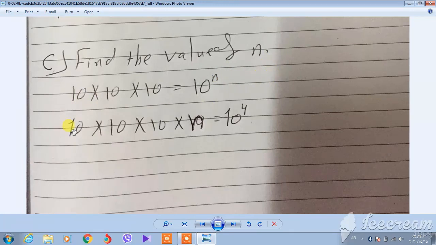And there we have 10 times 10 times 10 times 10. This is n, student, equal to the 4th power of 10. What do you mean by that? Because we have 1, 2, 3, and there we have 4 times. So the value of n equals 4. The example is so important, student.